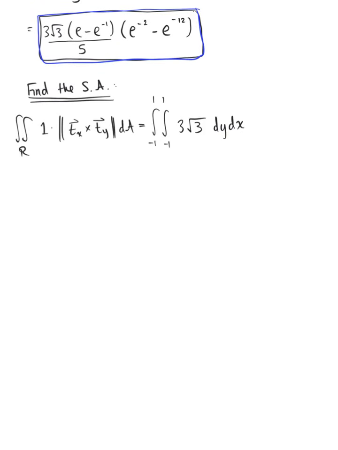And I'm actually going to separate this out since we have only constant bounds here. I'm going to separate this out to the product of two single integrals. So I have 3 times the square root of 3 multiplied by the integral from negative 1 to 1 dy multiplied by the integral from negative 1 to 1 dx. And so in evaluating these, we are going to be left with 3 times the square root of 3. And the y integral is going to leave us with 1 minus a minus 1, so 2. Same thing with that x integral, you're left with 2.